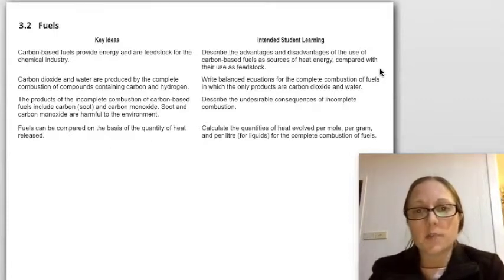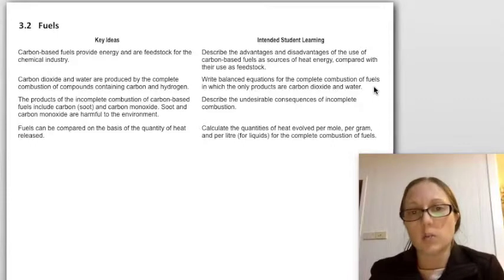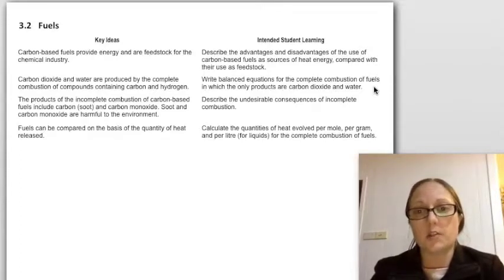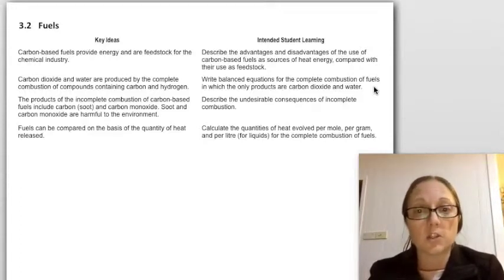You need to be able to write balanced equations for the combustion of fuels, which only produce carbon dioxide and water. You don't need to worry about incomplete combustion reactions. However, you do need to know that for all reactions to do with combustion, there will be no number, otherwise known as the number 1, in front of the fuel, and this will be the only reaction equation where you will have fractions.